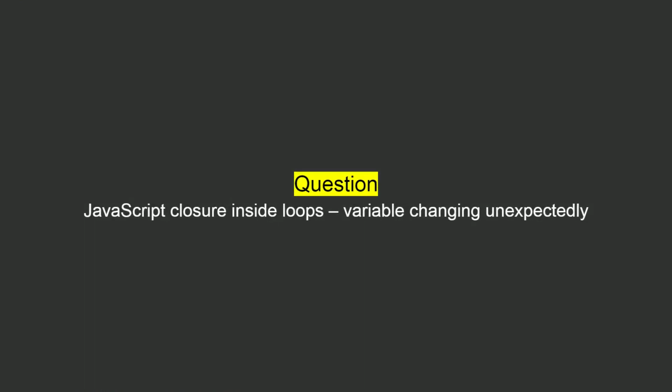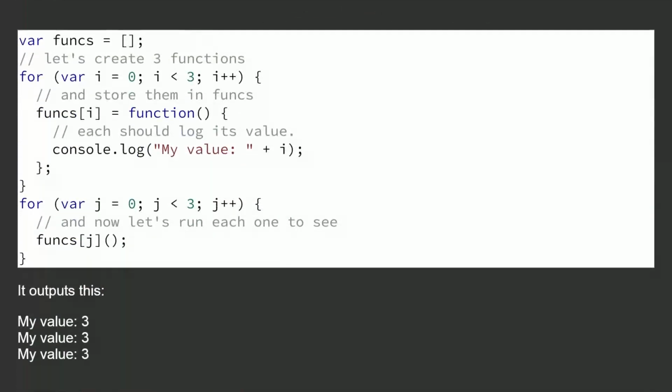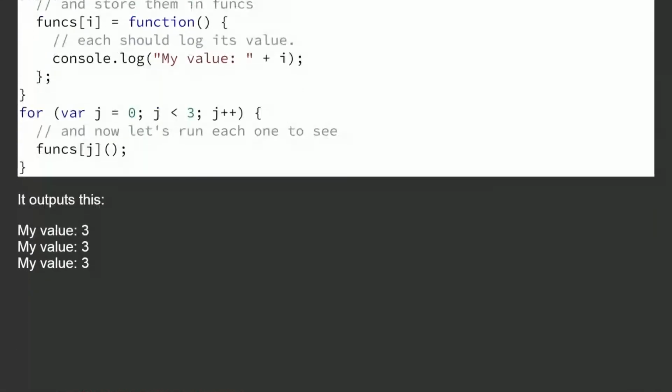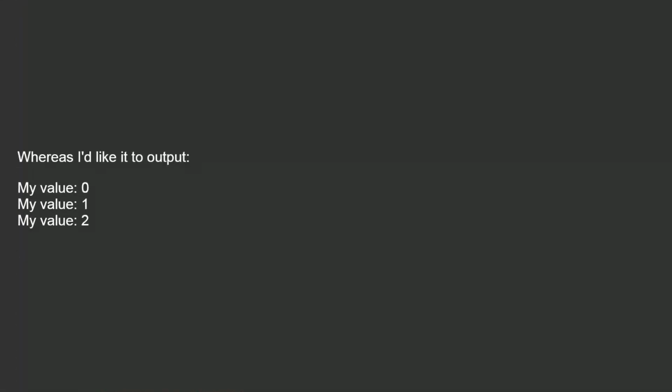JavaScript closure inside loops. Variable changing unexpectedly. This function outputs this: 333. Whereas I'd like it to output 012.